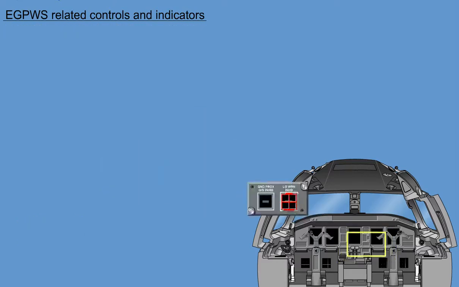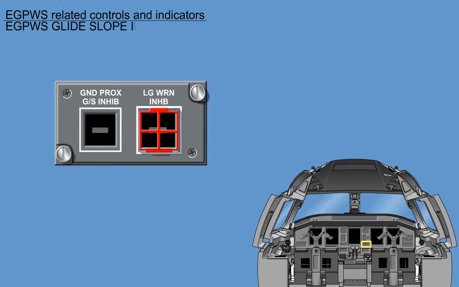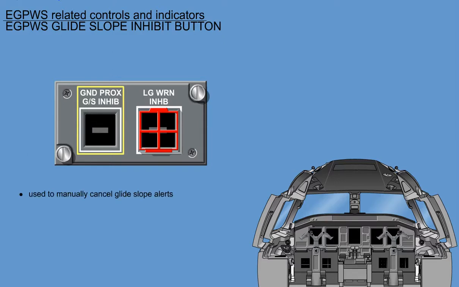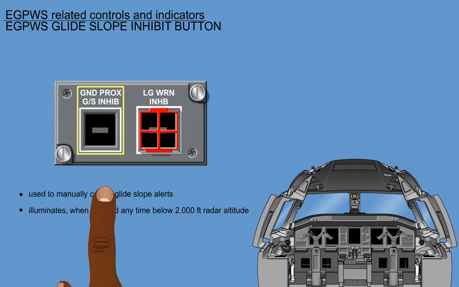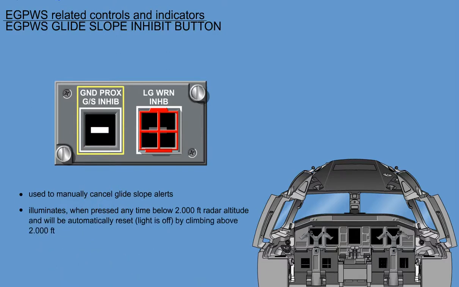The EGPWS Glide Slope Inhibit button. The momentary action button annunciator is used to manually cancel glide slope alerts. It illuminates when pressed anytime the aircraft is below 2,000 feet radar altitude and will be automatically reset, light is off, by climbing above 2,000 feet or descending below 30 feet.